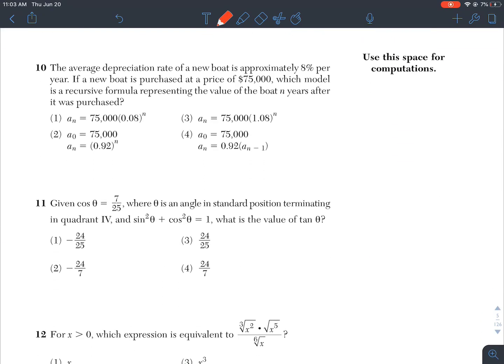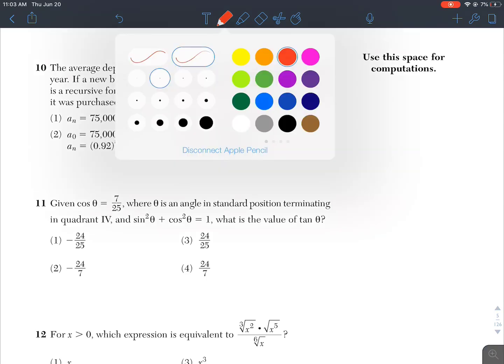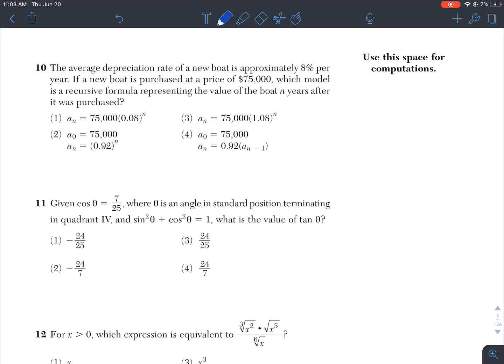The average depreciation rate of a new boat is approximately 8% per year. If a new boat is purchased at a price of $75,000, which model is a recursive formula representing the value of the boat n years after it was purchased? So in the first year, I guess it's going to be A0 here. We've got $75,000 as the cost of the boat, and each year it loses 8% of its value.